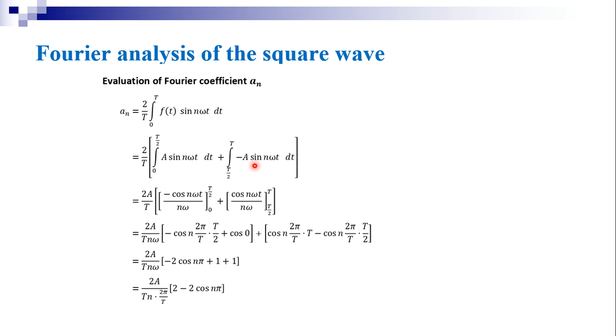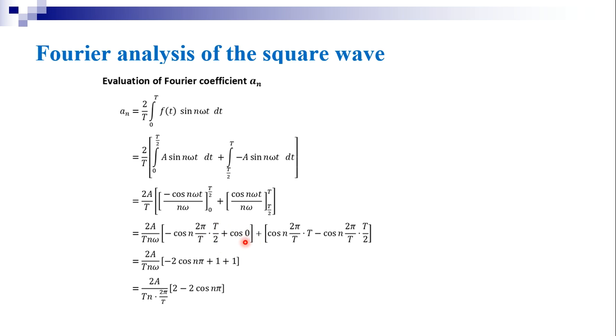For the second term, the integration of sin n omega t will be minus cos n omega t by n omega, and this minus into minus will become plus, and the two limits applied are T by 2 and T. If we apply the limits, for the first term we get minus cos n into, for the omega, 2 pi by T, and into T by 2.